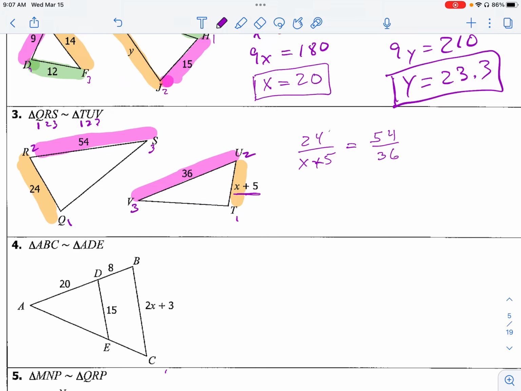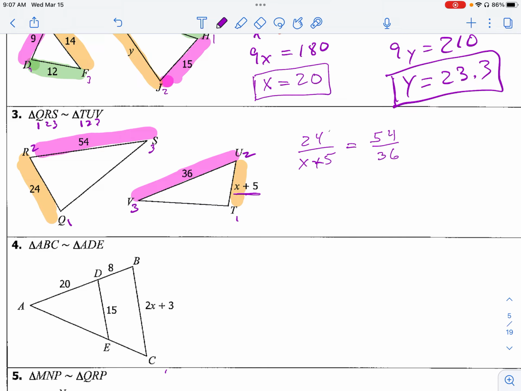54 over 36 are some pretty big numbers. And what do we know about fractions? We can reduce them. So they're both even numbers. We can reduce them down to make them smaller, more something we can deal with a little easier. So they're both even. So let's divide both by 2.